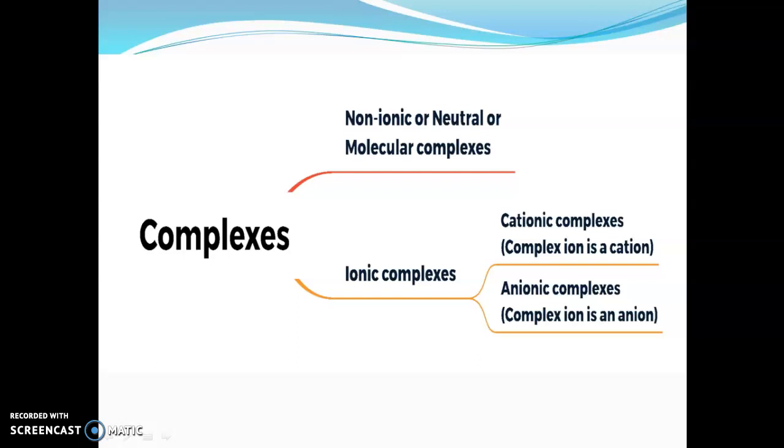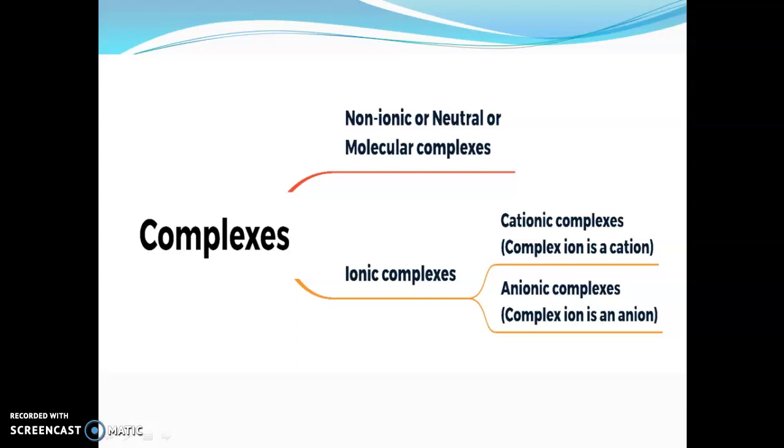Complexes are broadly classified into two types, non-ionic complexes and ionic complexes. Non-ionic complexes are those complexes which do not produce ions when they dissolve in a suitable solvent. They remain in molecular state. That's why the name molecular complexes is also given. As they do not carry any charge on them, the name neutral complexes is also given.